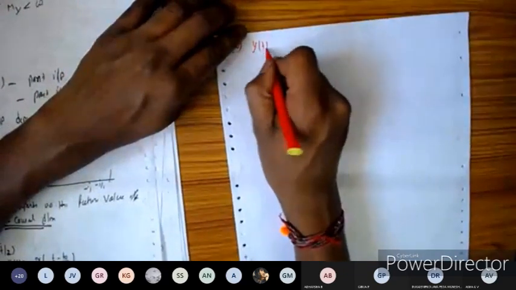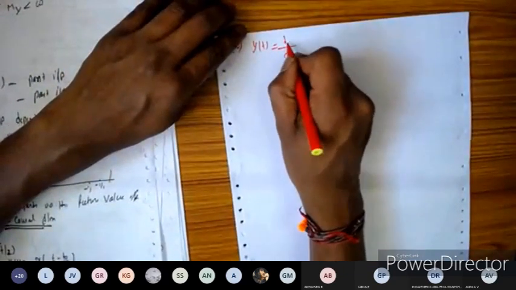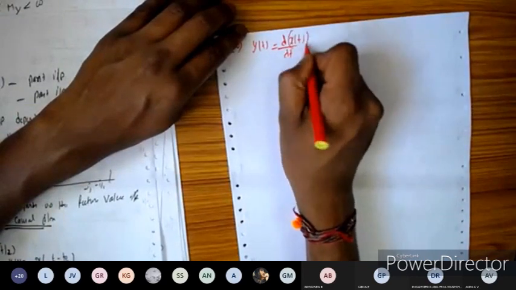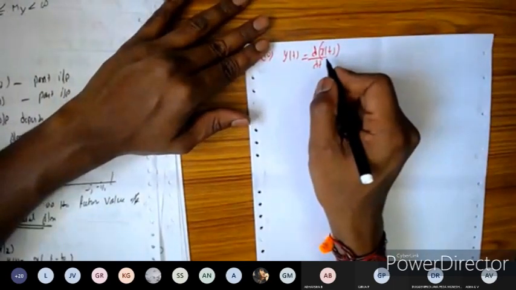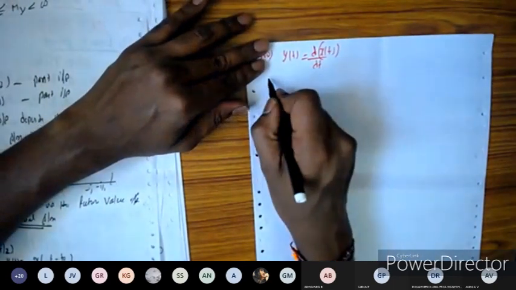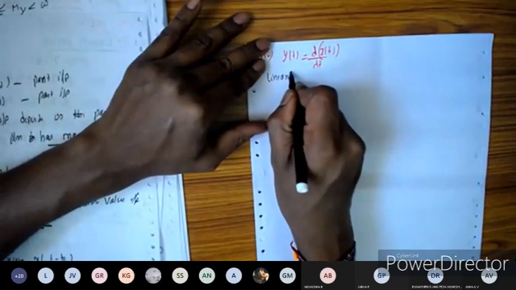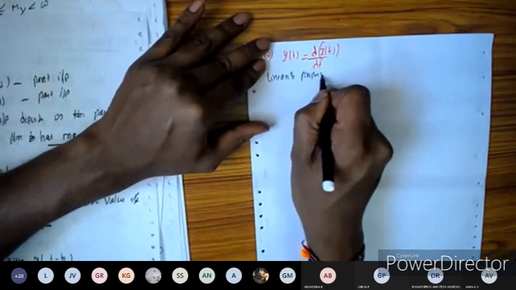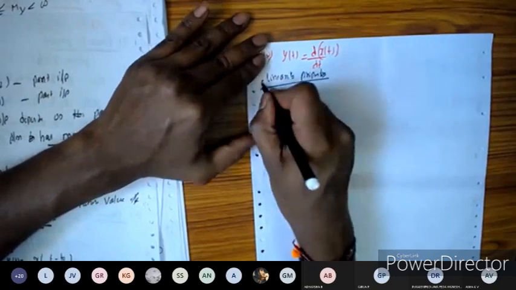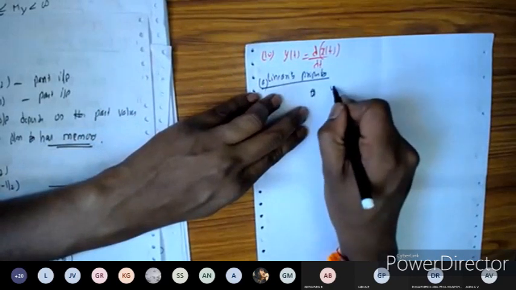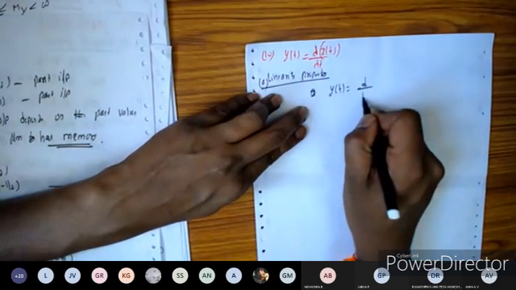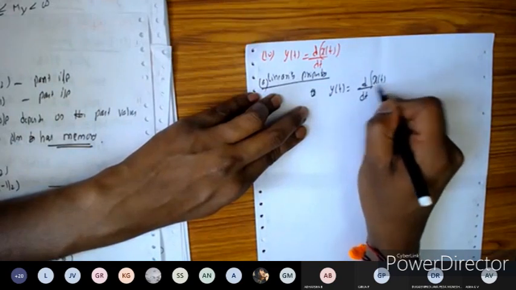So y of t is equal to d by dt of x of t, the differentiation of the input. We are going to give the input, and the output will be the differentiation of the input. Okay, so let us verify the linearity property. Let us verify the first one here. Let us write the given system here: d by dt of x of t.